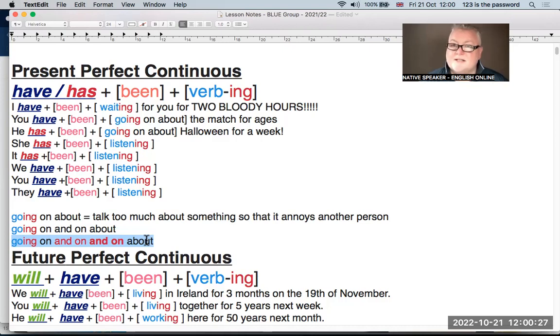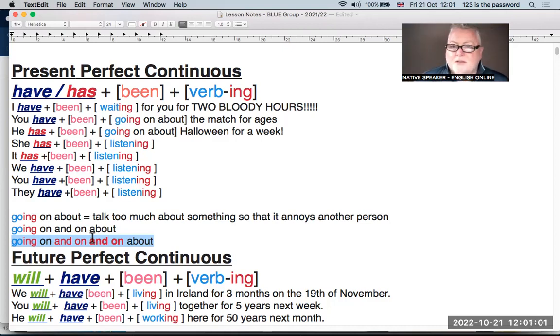Now give me a full sentence and do it naturally and sing it. Don't speak it. He has been going on and on and on about Halloween for a week. Good. And when we sing it like this, we say, she's been going on and on and on, na na na na na. So you have to say it like that. Again. He has been going on and on and on about Halloween for a week. Excellent. The way you did that now was just perfect.